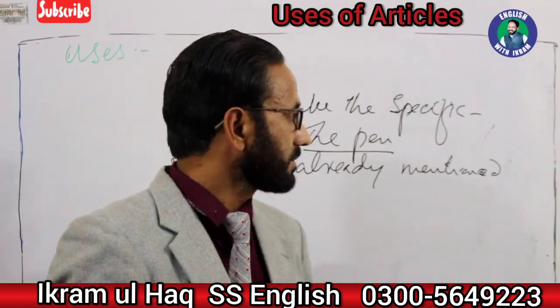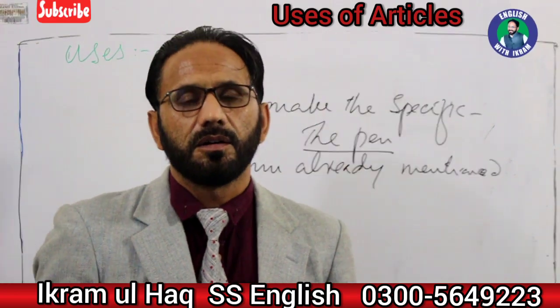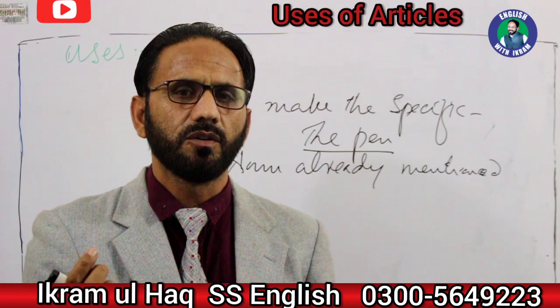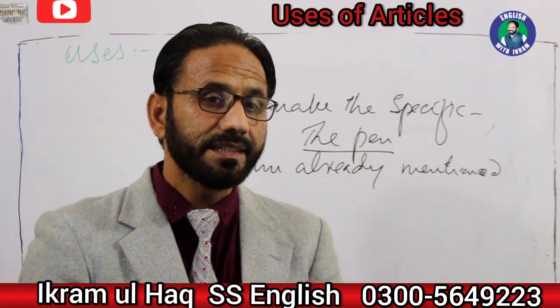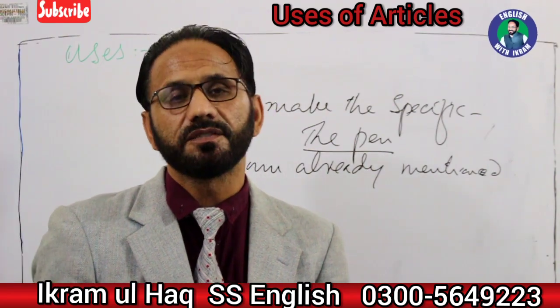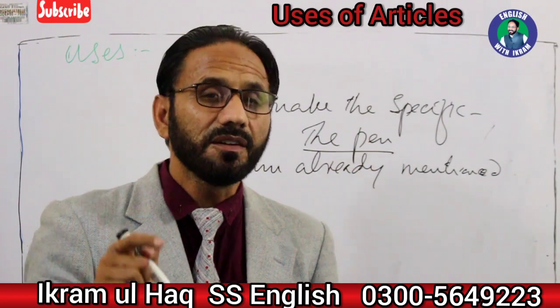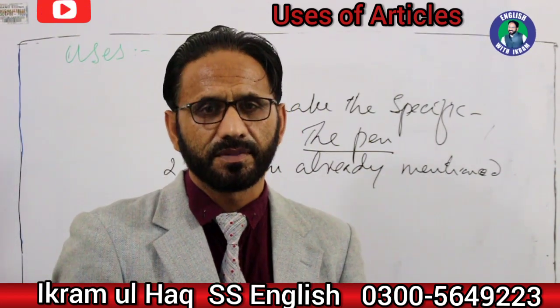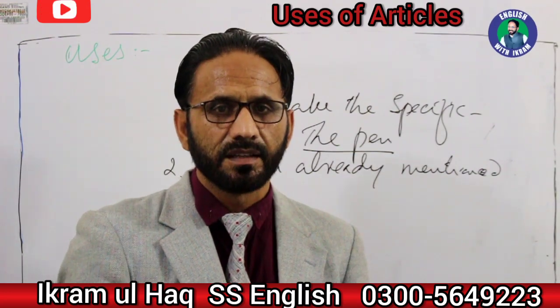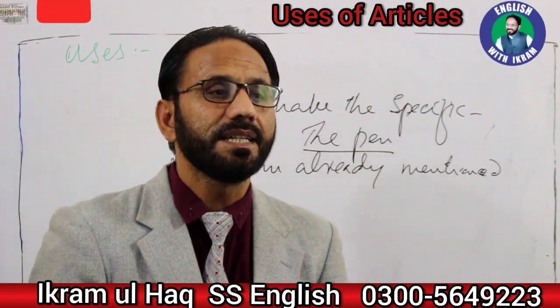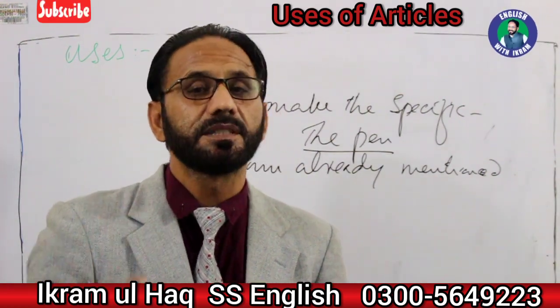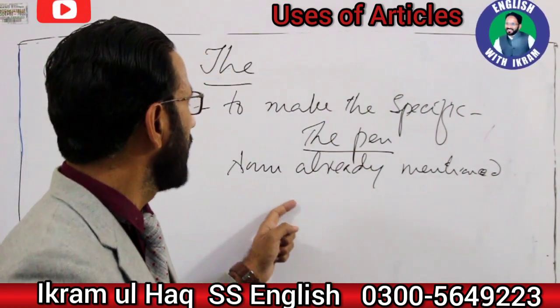For example, I bought some fruits today. I have mentioned the noun fruit. Now, if I repeat that, if I want to refer toward that fruit again, I would say the fruit is very sweet. The fruit is very costly. If you want to refer towards the noun that has already been mentioned in that particular sentence, then we use the article the.